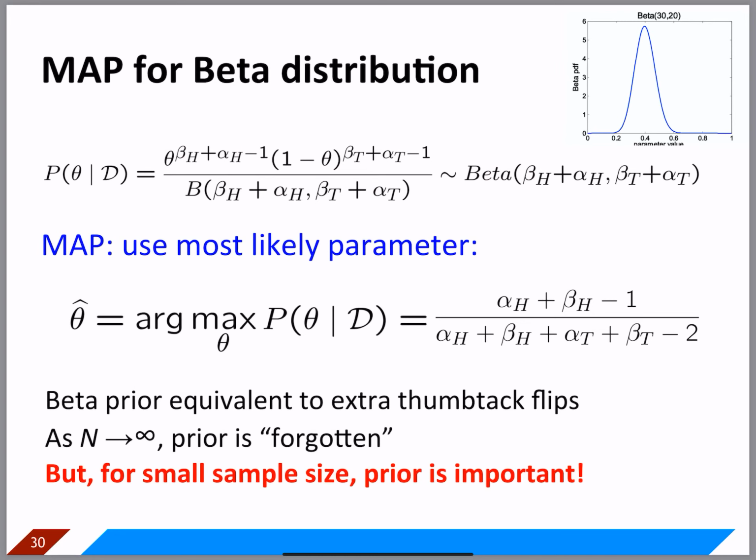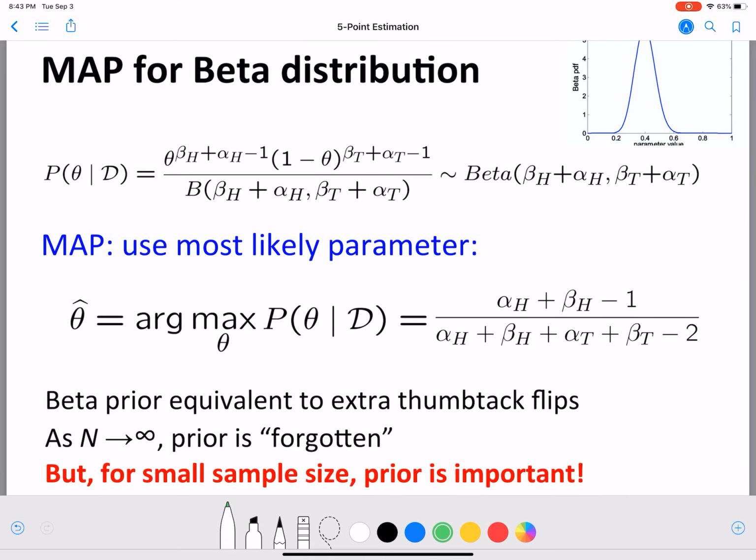Now, let's look at how to compute MAP for the beta distribution. First off, we need to expand P of theta given D. We know that it is from a beta distribution, and we know the parameters are beta H plus alpha H, beta T plus alpha T. These are the parameters. And now we expand beta according to the formula for beta, and we get this entire equation here when we substitute the parameter values.